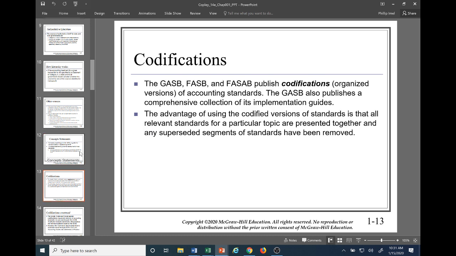So codifications. The GASB, the FASB, and the FASAB publish codifications, which is just organized versions of accounting standards. So it's just an electronic database of all the accounting standards. The GASB is also going to publish a comprehensive collection of its implementation guides. And a good advantage of using the codification is all your authoritative literature and your guidance is in one place. It's a one-stop shop. Everything's right there. The old standards and the old guidance that's been superseded has been deleted. So only relevant data is in the codification. It's really nice.